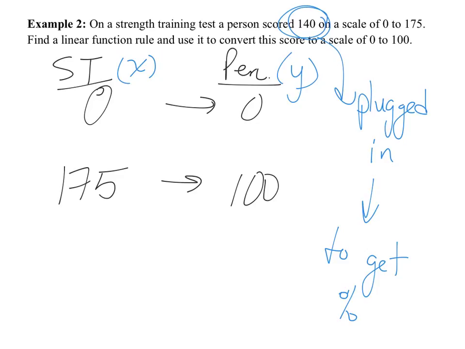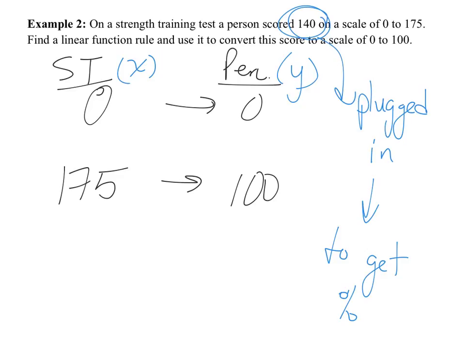So yeah, you could have mixed it up and done one as x and one as y the other way around, and you still probably would get the right answer, but the rule would be different. So it's important to understand what your input is. Your independent variable is x, or the strength training score. Your dependent variable is your outcome, or your percentile. Okay, your percentile, or your y, or your outcome.